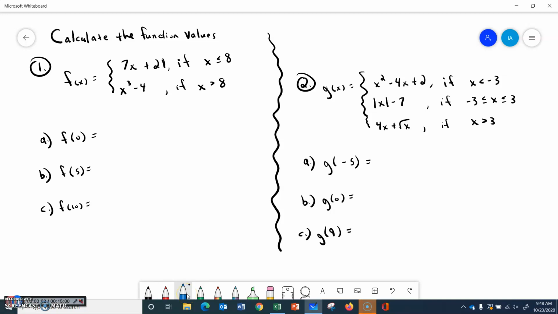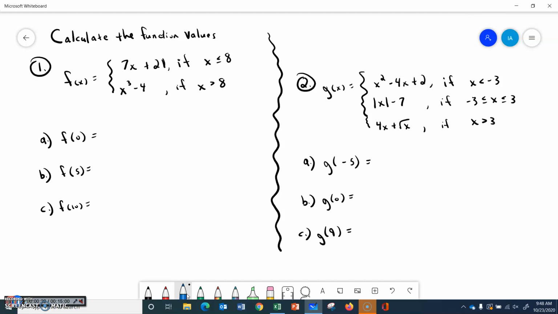Hey, we got some practice problems here for calculating function values. The first problem is f of x. It's a piecewise function. The first piece is 7x plus 21 if x is less than or equal to 8. The second piece is x cubed minus 4 if x is greater than 8. So the first thing we want to do is calculate f of 0.